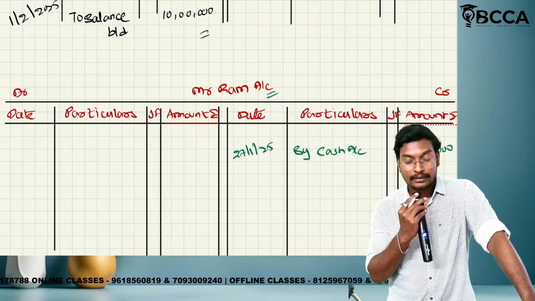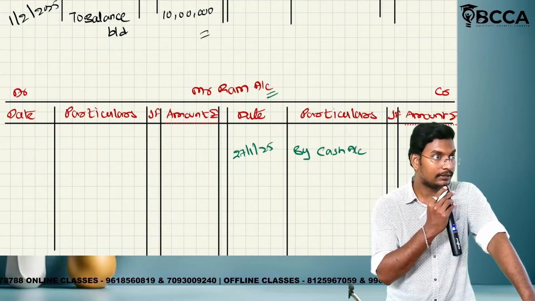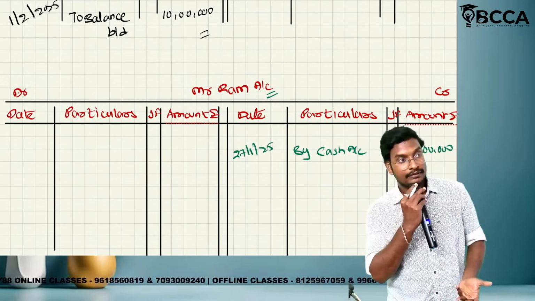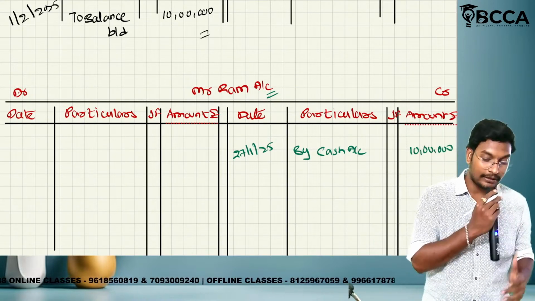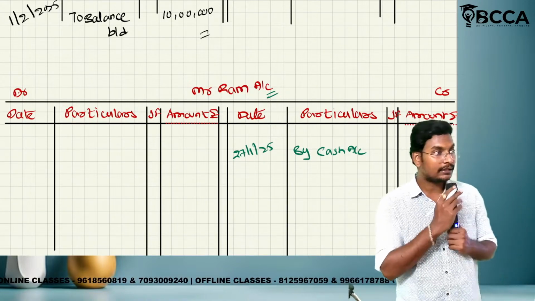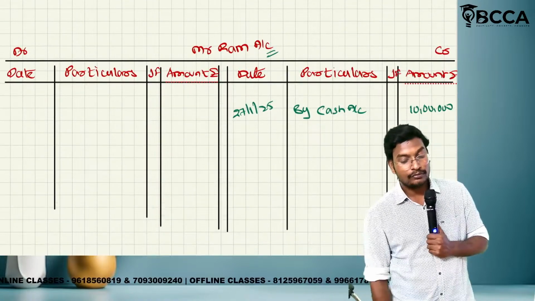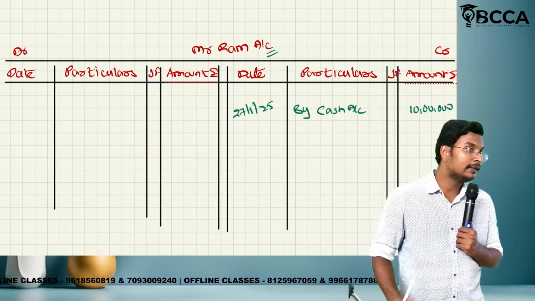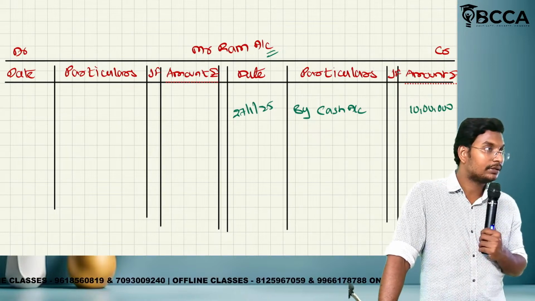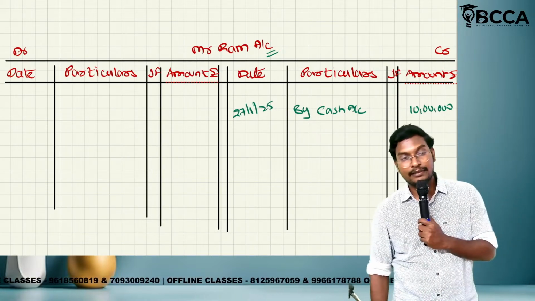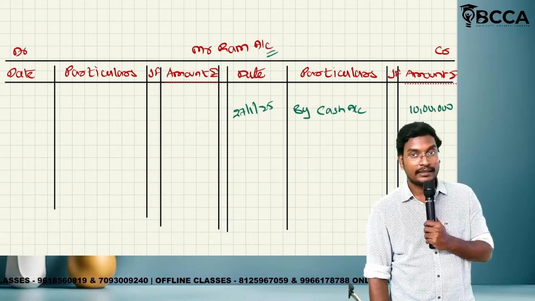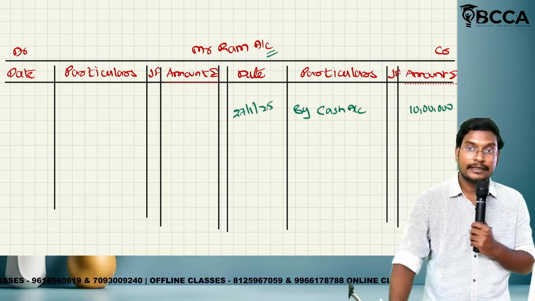So now we are at the end of the month, 31st January 2025. Is there any transaction? No, there are no transactions regarding the Mr. Ram account. Now what we have to do? We need to balance the account. What is the account balance showing, debit balance or credit balance? Credit balance, because the credit side is more than the debit side.